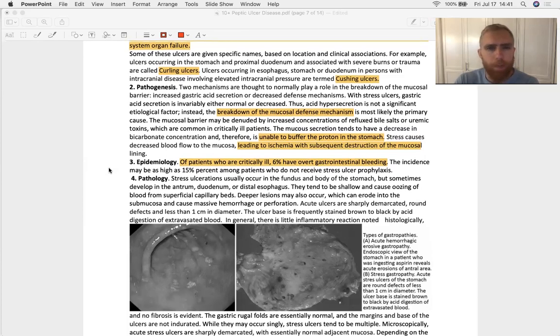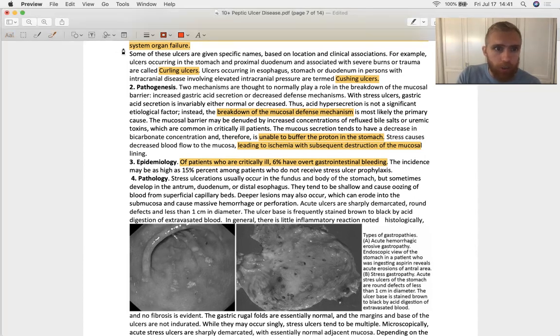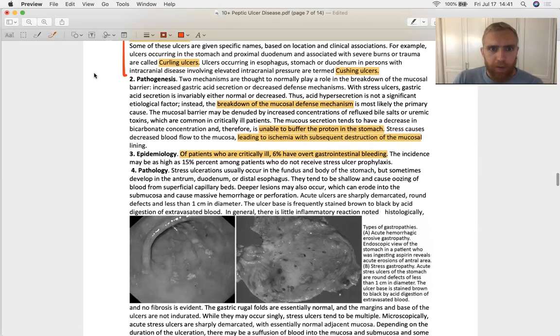Ulcers associated with burns and trauma are called Curling ulcers. Ulcers occurring in the esophagus, stomach, or duodenum in persons with intracranial disease are called Cushing ulcers. I don't know anything about those right now. That's going to be something I look up further on a second pass.